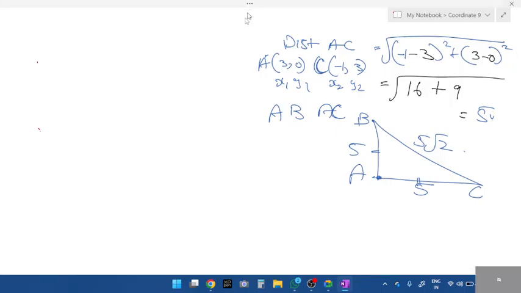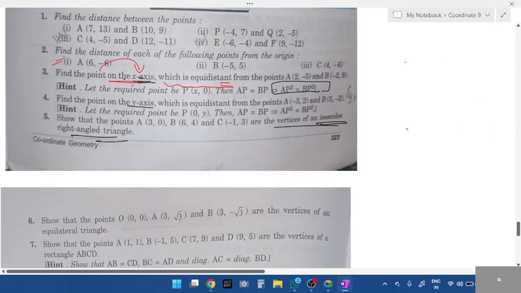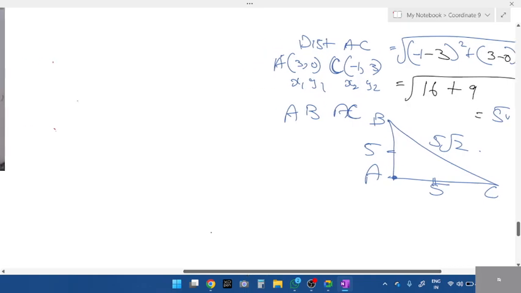First thing, what kind of triangle is given? What do you need to show, students? Show that this triangle is isosceles right angle. What do you mean by isosceles? Here which two sides are equal? AB is equal to AC. Isn't it isosceles? It is isosceles. Next, you have to prove it is a right angle triangle.